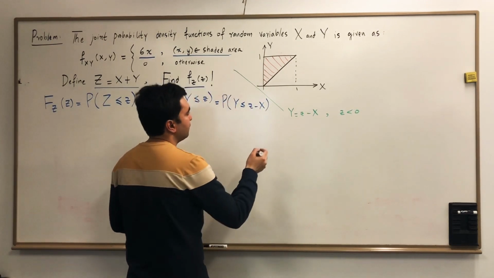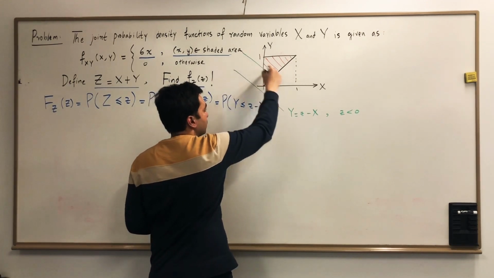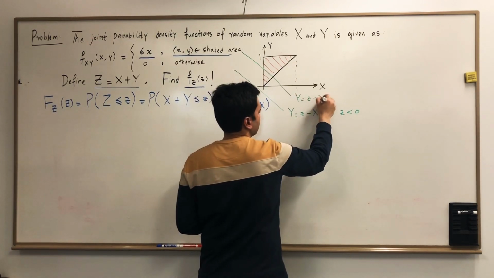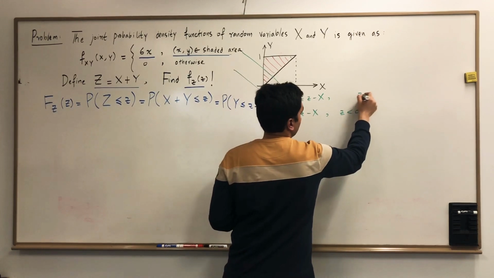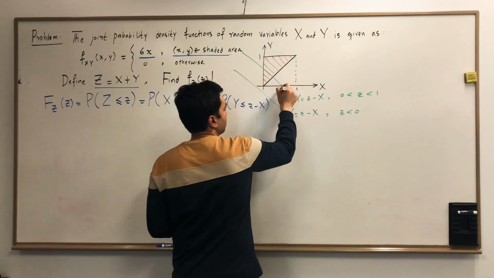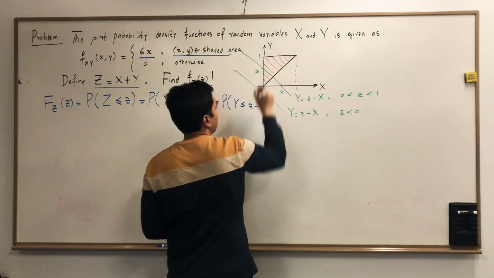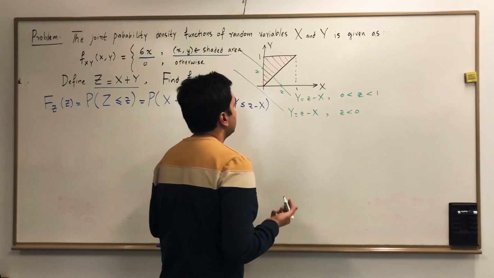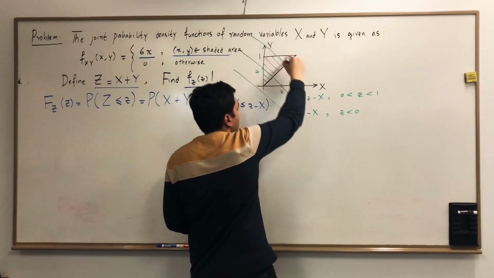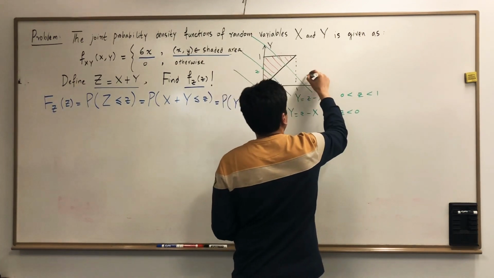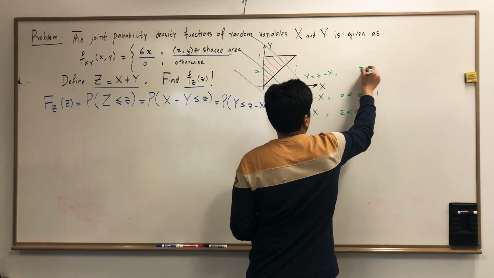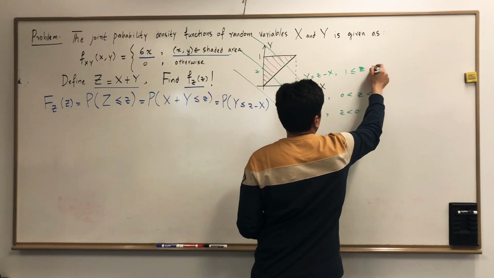And if z is between 0 and 1, the line y equals z minus x will look like this, where these intercepts are z and z. And if z is between 1 and 2, the line will be like this, z minus x, where z is between 1 and 2.